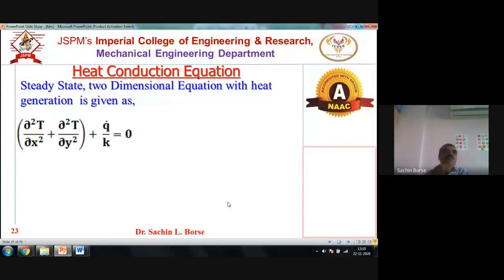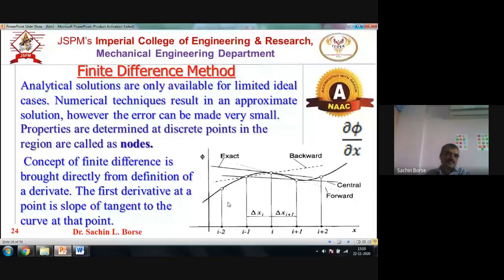Now, for the two-dimensional heat conduction, the steady-state equation will become del square T by del x square plus del square T by del y square plus q dot by k equals 0. I will move further. This is for two-dimensional. Now, we just saw how the equation was derived, how the Taylor series was used. An approximate Taylor series was used while defining q x plus dx.